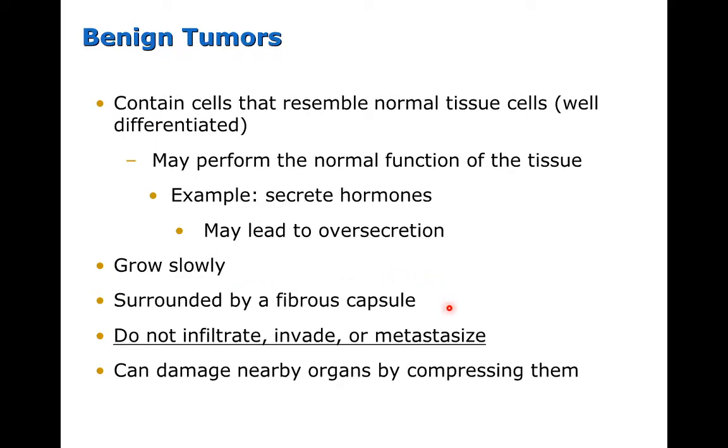They're also surrounded by a fibrous capsule, and that capsule keeps them from infiltrating, invading, or metastasizing. They can damage nearby organs, however, by compressing them. A benign brain tumor can still be devastating because the tumor can compress normal brain tissue and cause lots of serious symptoms like seizures and even death.